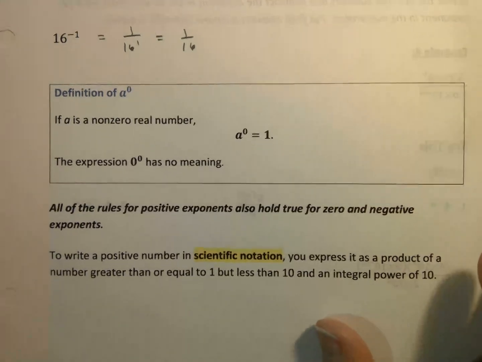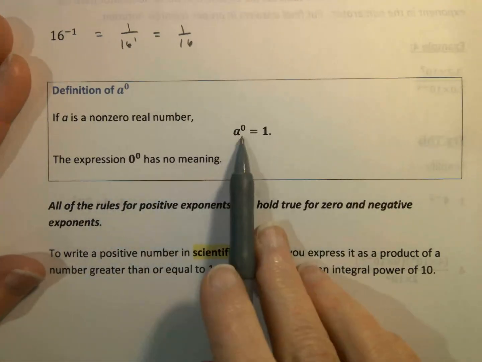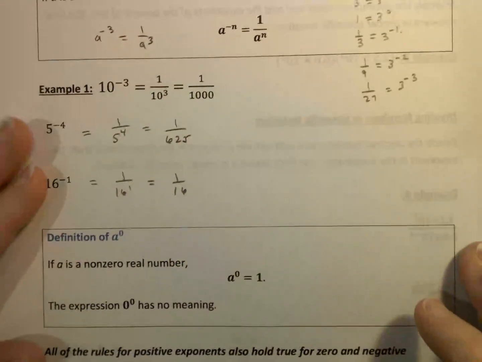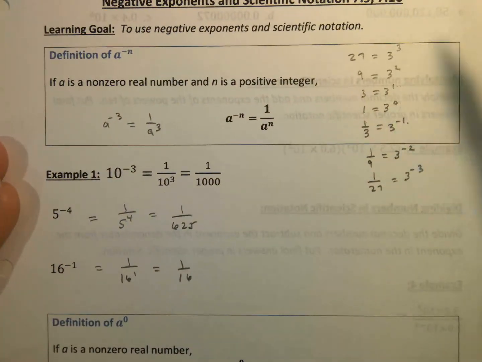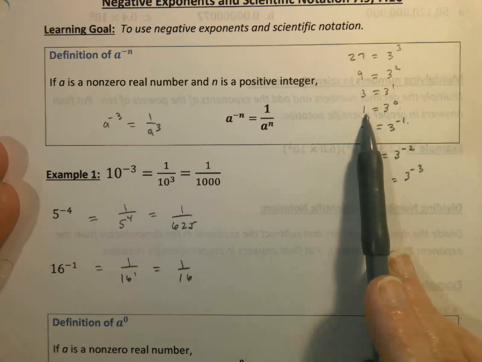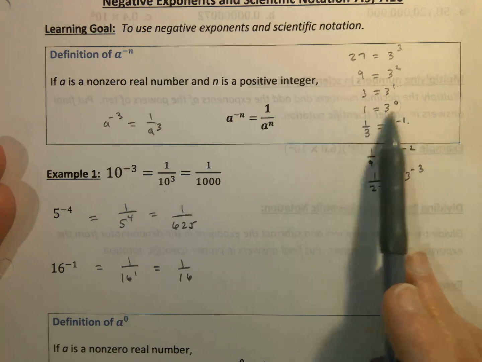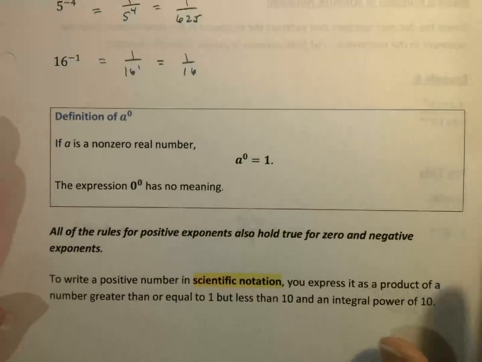Okay, the definition of a to the 0 power. If a is a non-zero real number, the expression a to the 0 is equal to 1. 0 to the 0 power has no meaning. It doesn't exist. But if you look back at our pattern here, we got to 3 to the 0 power is equal to 1. It doesn't matter if 3 was negative, it would still be just 1. So anything, positive, negative, fraction, decimal, whatever, anything to the 0 power is just equal to positive 1.